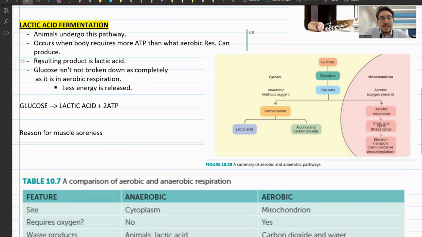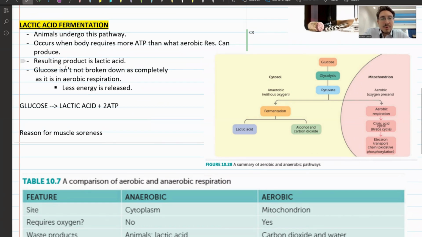So a product of this pathway is lactic acid, okay? And lactic acid is the reason why we feel sore whenever we do too much strenuous exercise, right? We get sore, we have muscle fatigue. It's because we've accumulated too much lactic acid, and it takes a while for the lactic acid to go away, right? That's why you feel sore for a certain amount of time, for a couple of days and so forth, right?